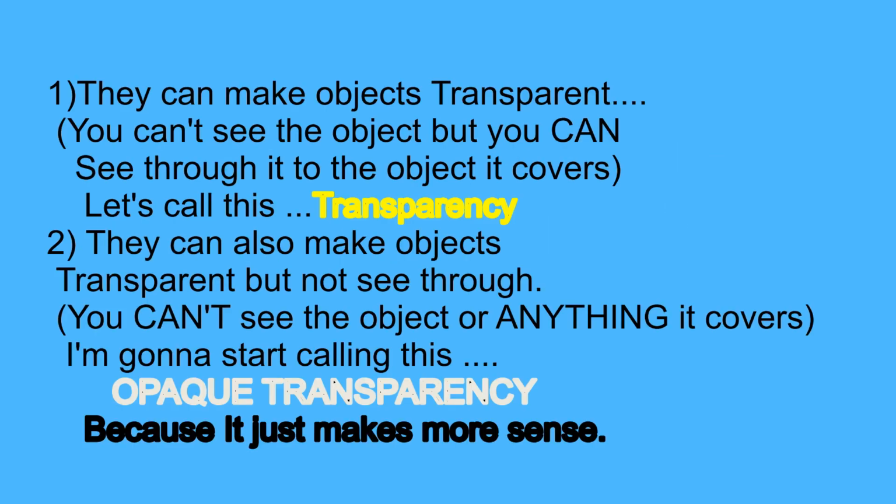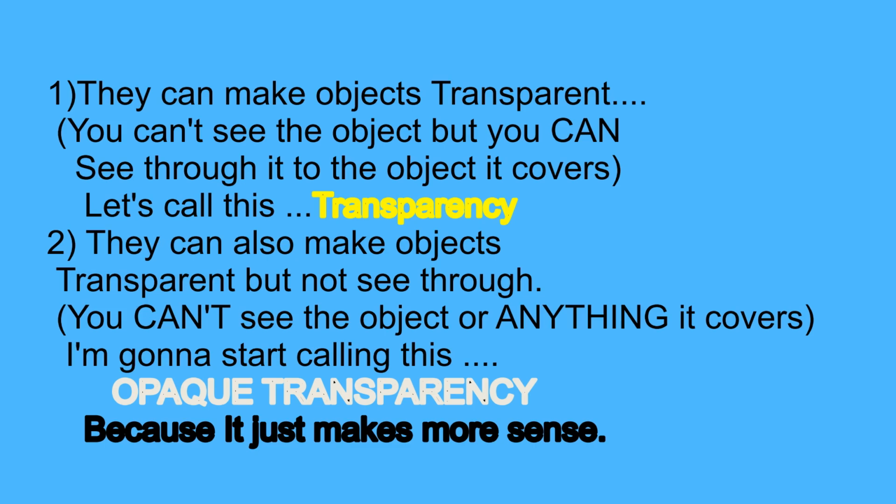Let's talk a little bit about transparency. Now, these composition modes can make objects transparent. In other words, you can't see the object, but you can see through it to the object that it covers. Let's call this transparency. Number two, they can also make objects transparent, but not see-through.